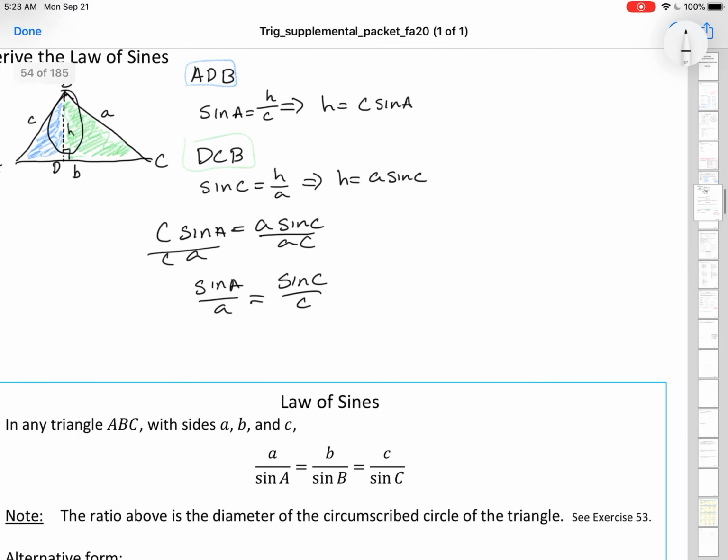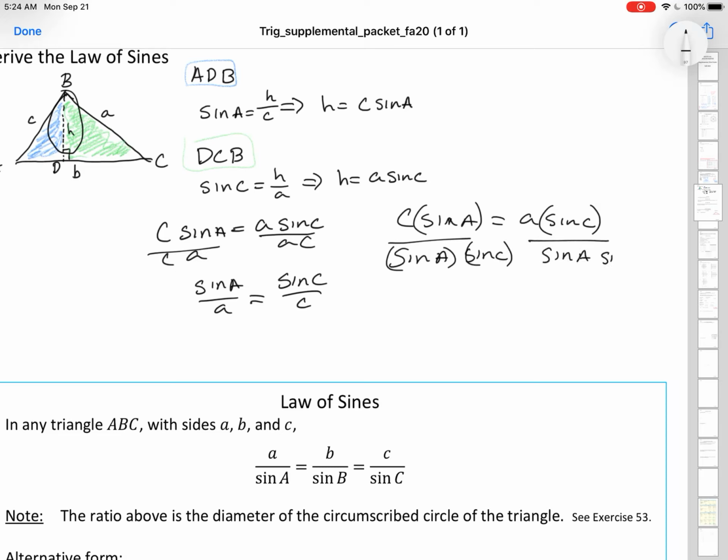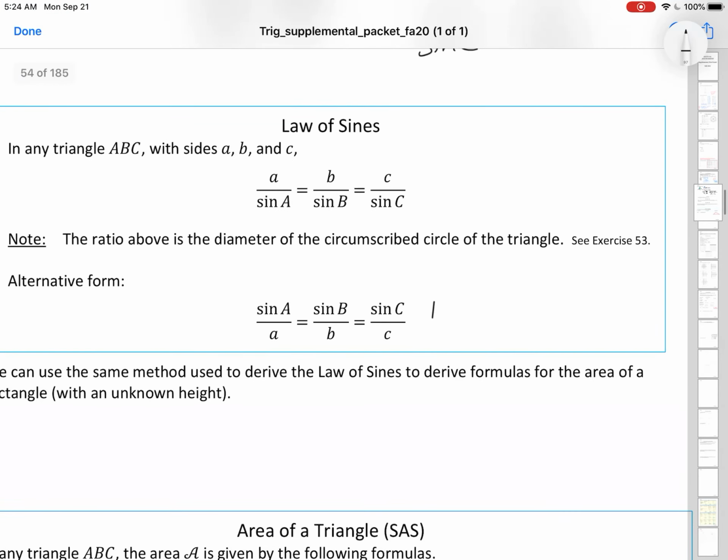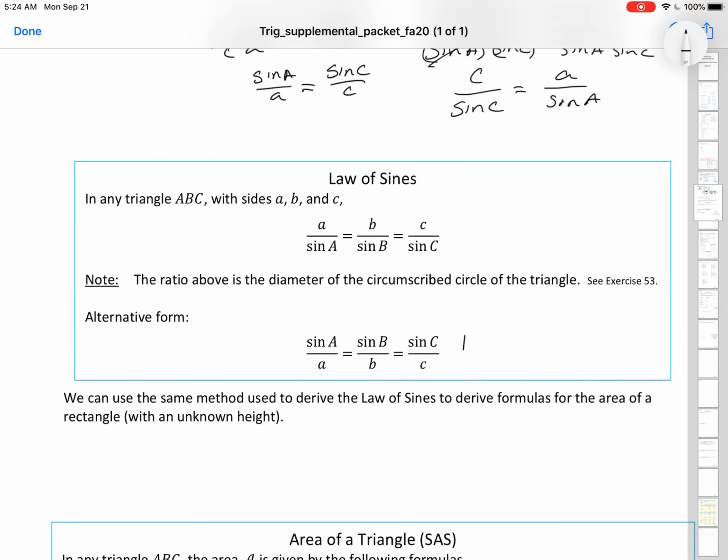Remember, I had a choice here. At this point right here, when I had c sine A is equal to a sine C, I made a choice to divide by a and c. What if I divided by sine A and sine C? If I did that, I would have what they have first. So it was just an algebraic choice that I made, and that's why the two are equal to one another. So you would set these up in what would be most advantageous.